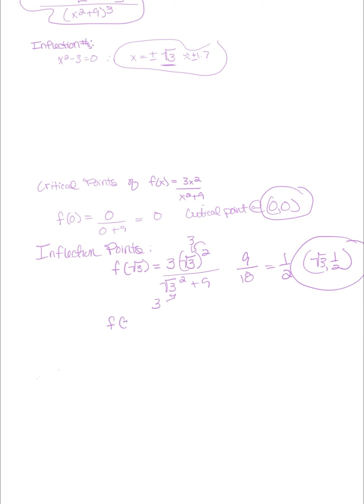Or we have an inflection point, excuse me. And then we have minus square root of 3 squared, which is also just going to be a positive. And then we have negative square root of 3 squared plus 9. And this is going to be the same. 3 times, this is just going to be 3. So that'll be 9 over 9 plus 9, which is 18, which equals 1/2, which is therefore going to equal negative square root of 3, 1/2. That will be our other inflection point. So where we are changing from concave up to concave down or vice versa.